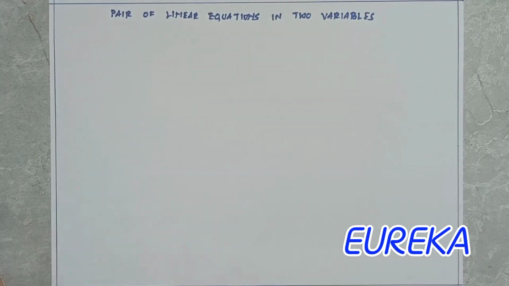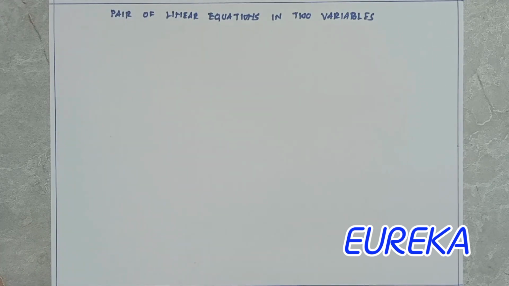Pair of linear equations in two variables. In this series till now we have seen about the types of equations, the types of solutions, and the methods by which we can get the solution for a pair of linear equations.